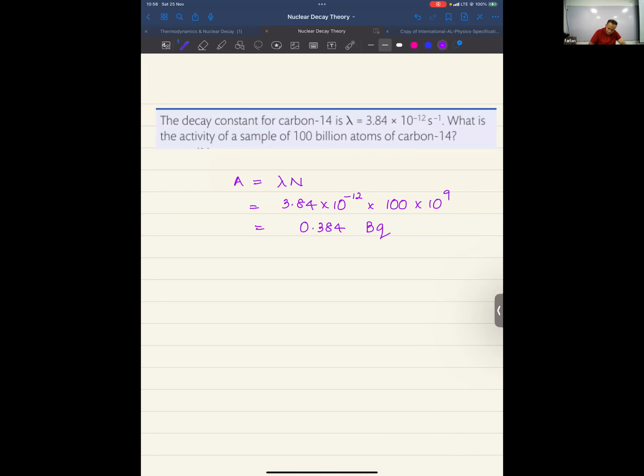Minus sign is not necessary because we are looking at the value of the activity now. The minus sign is just to indicate that during this decay, the number of N is reducing, right? When decay happens, N reduces. So that minus sign is to signify that. When you ask for the activity, the minus sign is not important, just the value is what is needed for that instance, which is 0.384 becquerels.